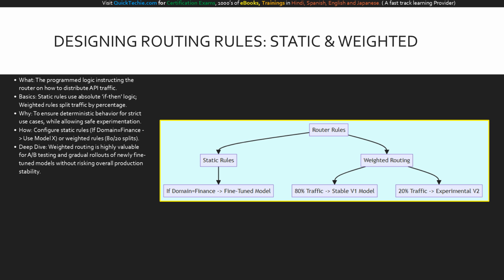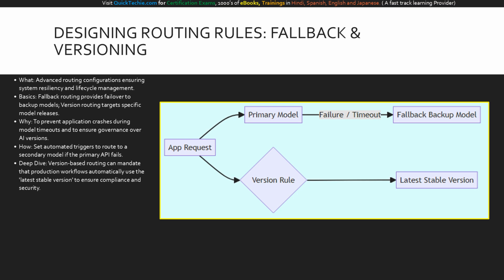On slide 5, we continue with routing rules, focusing on resiliency through fallback and version-based routing. What is fallback routing? It is a safety mechanism that automatically redirects a request to a backup model if the primary model fails. The basics of version-based routing involve directing traffic to specific iterations of a model.